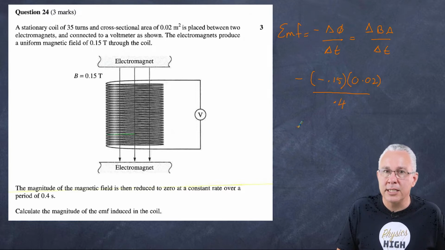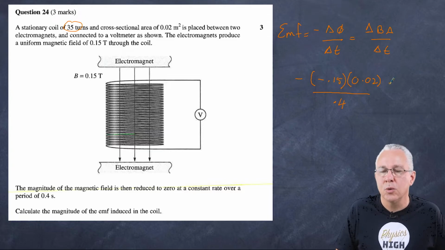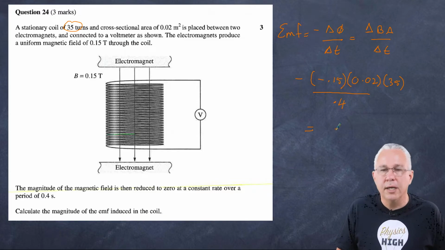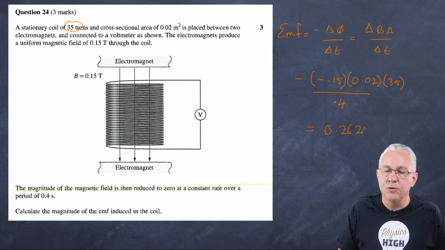So that's it, isn't it? Well, no, there are 35 turns. So all of this is magnified by a factor of 35. And so when you do the calculation, you're going to get a positive value, and the value becomes 0.2625 volts. And there's the answer.